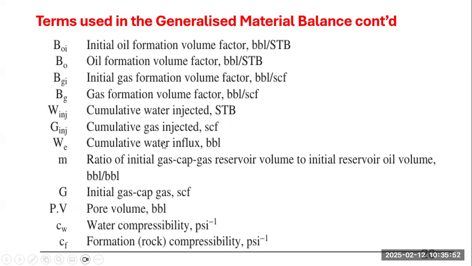You have your We, that's your water influx from your aquifer. I'm sure you're familiar with that already. Your m is your gas cap size, in barrel per barrel, so it is dimensionless. Your G is the initial gas cap gas, in SCF. Then PV, the pore volume. Water compressibility, you're familiar with this already. You have your Co, oil compressibility, your Cg, gas compressibility, and your Cf, the rock compressibility, all in per PSI.